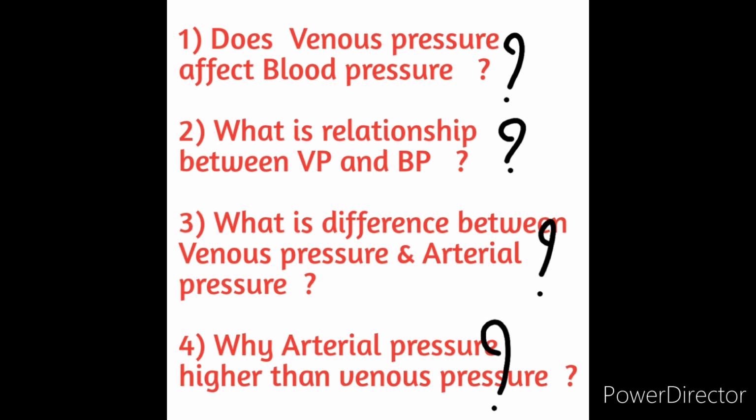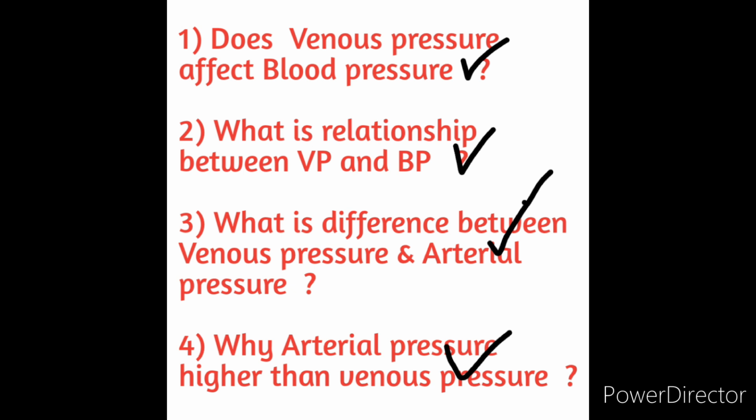Why is arterial pressure higher than venous pressure? Generally, blood pressure decreases from the arteries to the veins. This is because of the pressure overcoming the resistance of the vessels. The greater the resistance at any point of the vasculature, the greater the pressure lost at that point. That's why arterial pressure is high compared to venous pressure. These are the differences between venous pressure and arterial pressure.